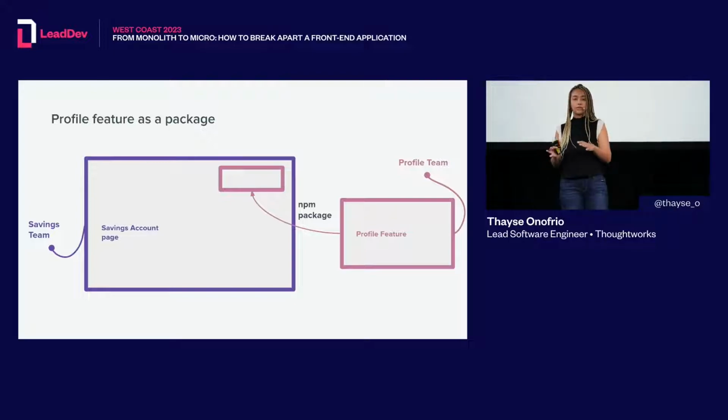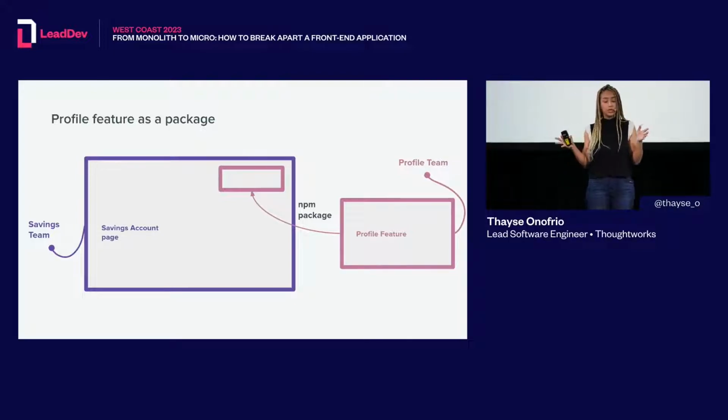We could start very simply extracting the profile feature, so it would have its own repo, its own pipeline, and then publishing it as an NPM package, for example. And then the savings team could just install it and display it where we should be seeing that component. And you might be thinking, does that make it into a micro frontend? Probably not. But it's a step towards that and with minimal effort.